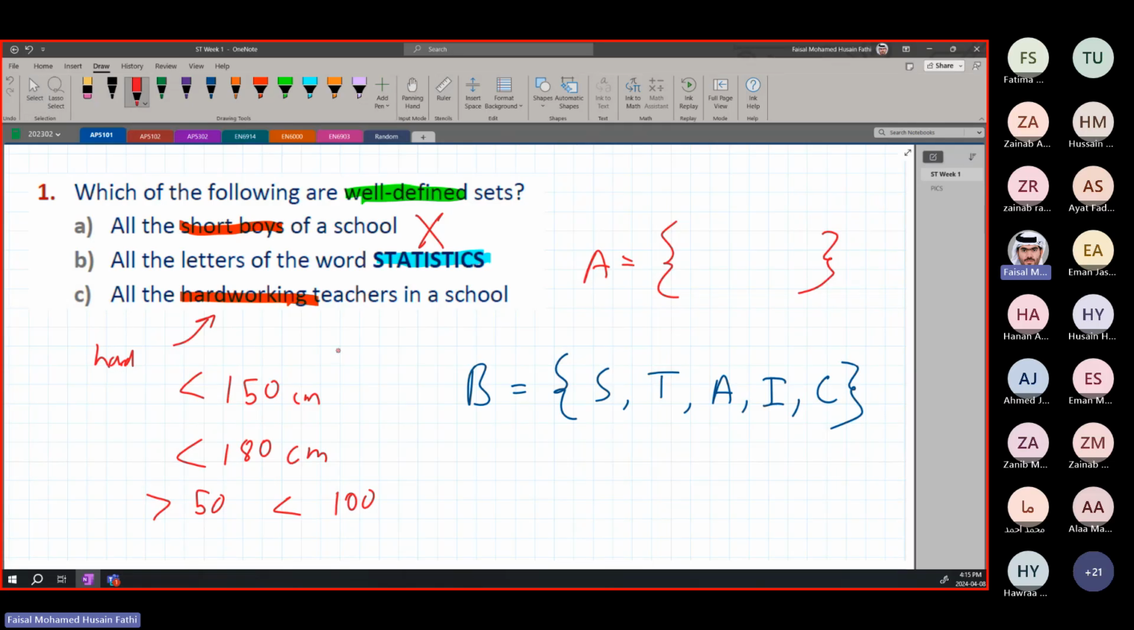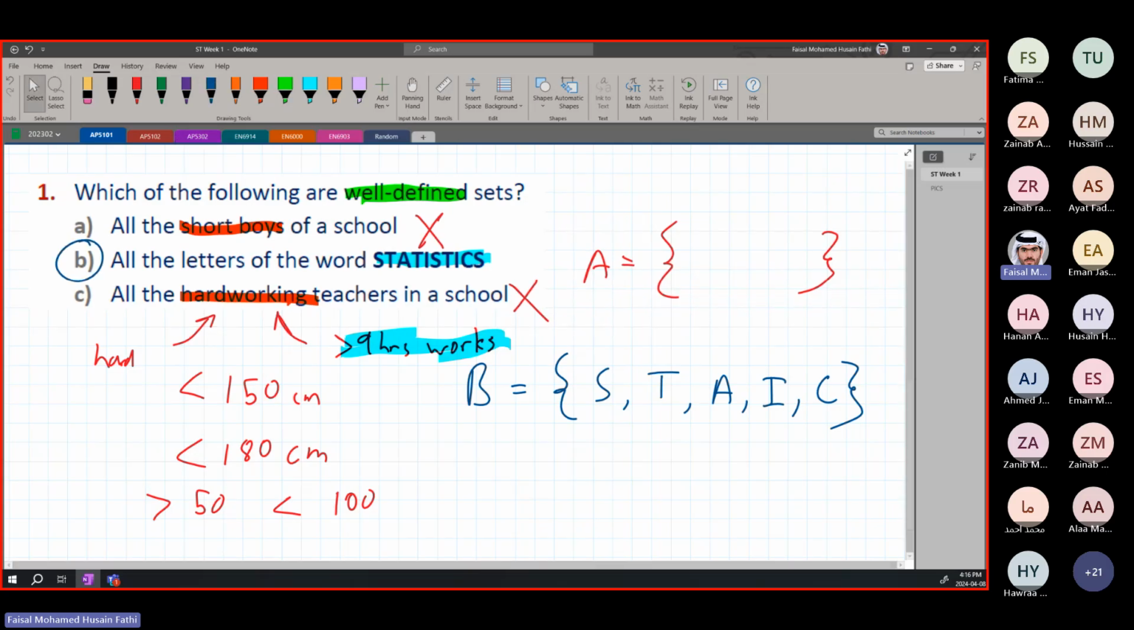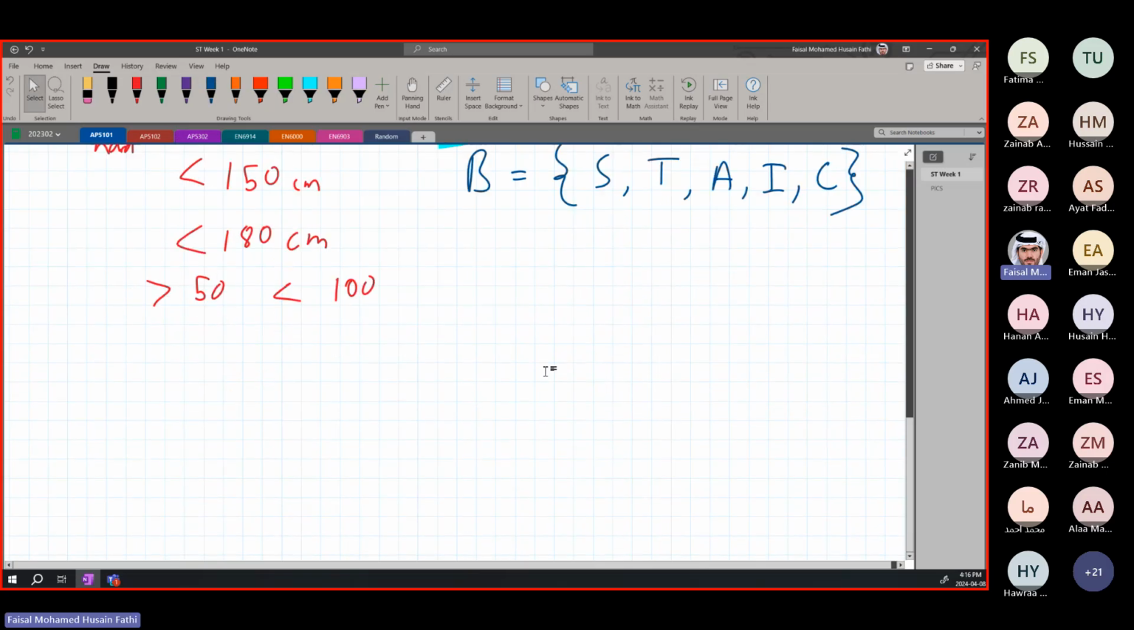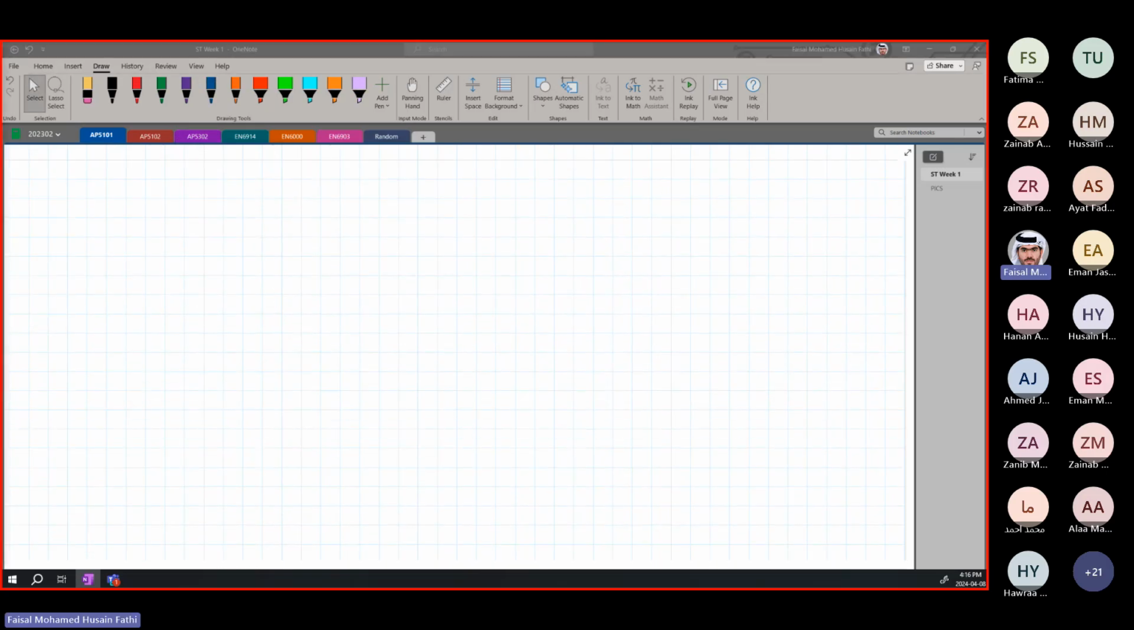All right, so we can say, for example, if they are saying greater than 9 hours of work, that's hard working. Here we can define it. This would be proper, this would be well defined. But it is not mentioned, hence this is also not defined. So the only well defined set here is B. All right? That is the idea of a set, a defined set.